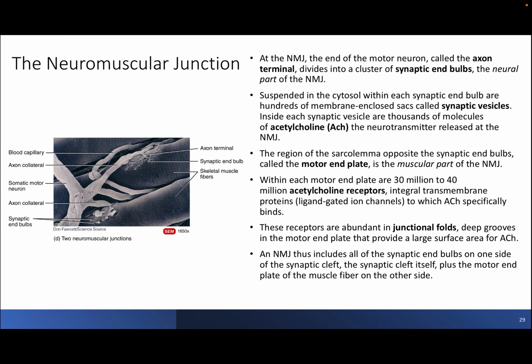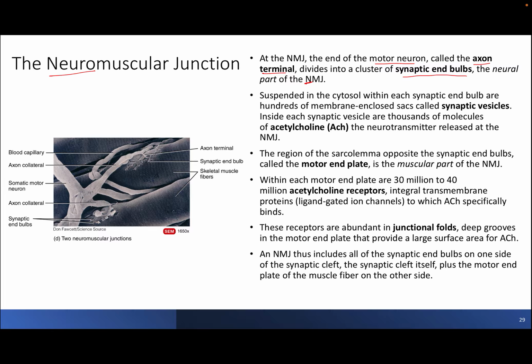Now, at the neuromuscular junction, at the end of our motor neuron, is where we have our axon terminals, right? And these are divided into little clusters called synaptic end bulbs. This is the neural portion of our neuromuscular junction. This is the N, right?